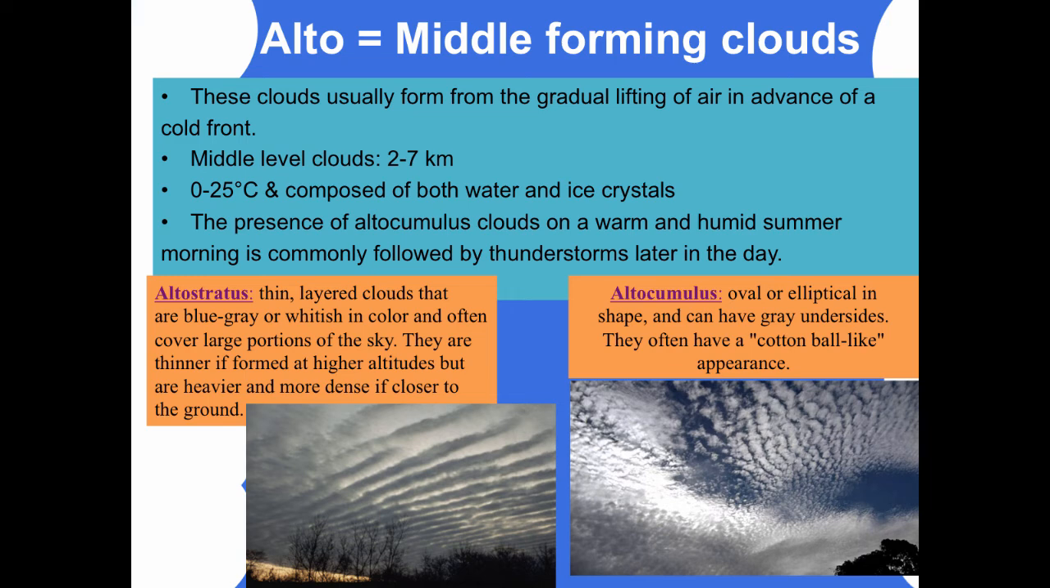Altocumulus means a middle forming cloud with a cumulus shape. So if you look at this one, it's cumulus shaped clouds that are forming in the middle layer. And they still look a bit puffy, but they're more ripply and they still take up a lot of space in the sky.